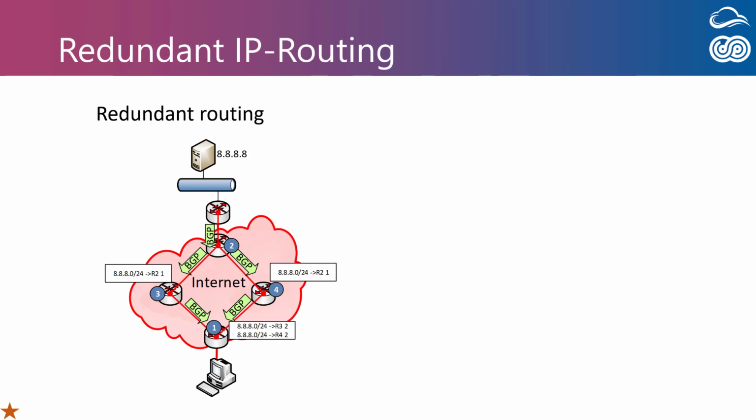Think about the following. The normal internet. We have one server here, we have a client, and we know the internet is built of a lot of routers doing redundant paths using Border Gateway Protocol. So if one router fails, nothing should happen, normally.